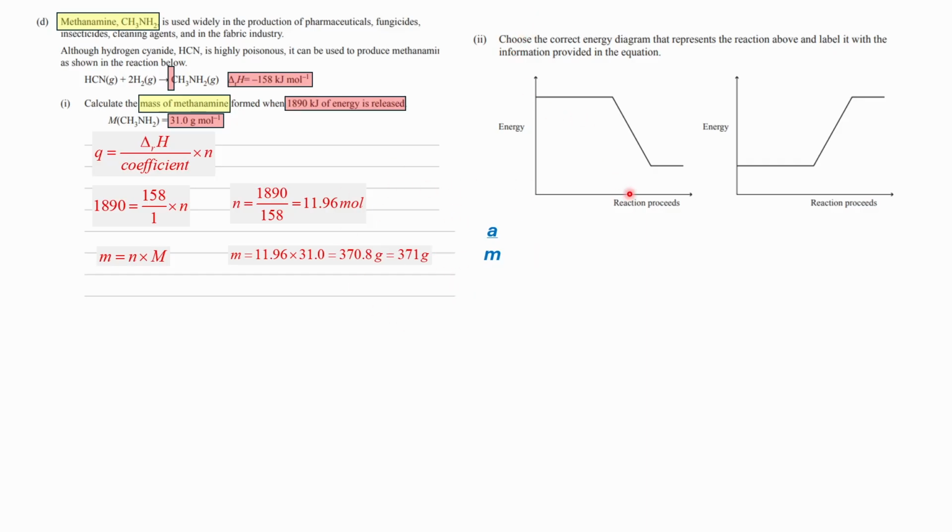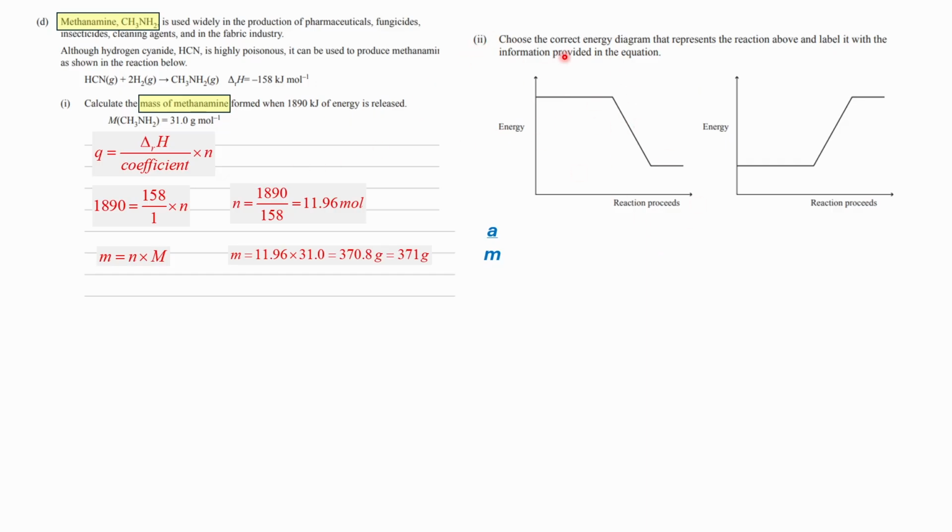Okay, so the next one is: choose a correct energy diagram to represent the reaction above and label it with the information provided. So we're looking at this equation here. This equation gives us all the information we need for an energy diagram. The most important thing that we have here is negative 158. That means that the reaction has lost 158 kilojoules per mole of energy. Therefore, the graph must decrease, must get smaller.